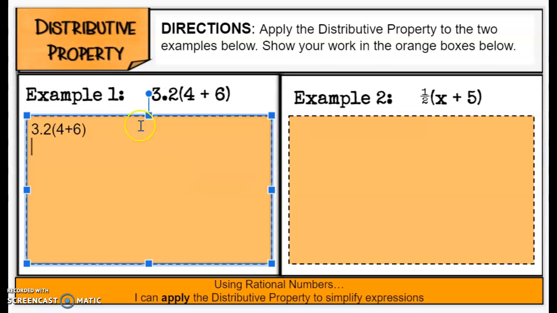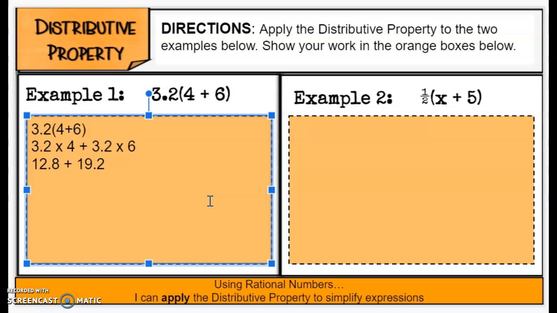Or the distributive property way, because if one of these was a variable, we would distribute it through. So then we would have 3.2 times 4. Then we're going to add that to 3.2 times 6. And let's see if we get the same answer that we had before. So we have 3.2 times 4. That's going to equal 12.8. I'm going to add that to 3.2 times 6. And that's going to give me 19.2.